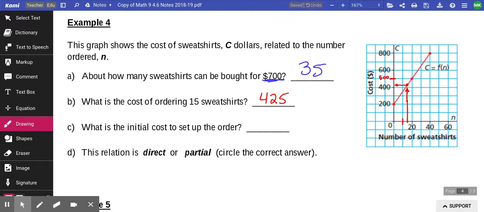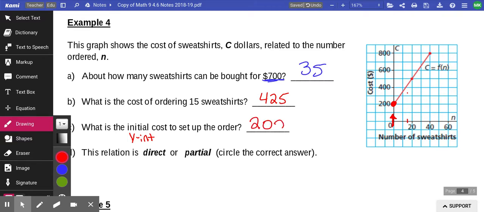C, what is the initial cost to set up your order? So initial cost means that you have bought 0 sweaters. If you've bought 0 sweaters, you are at that moment in time and you're going straight up from there. You hit that point. That's also known as your y-intercept. So your initial cost is your y-intercept. I call it my starting value a lot of the time, my start cost. It'd be $200.